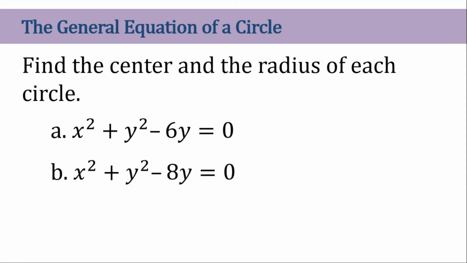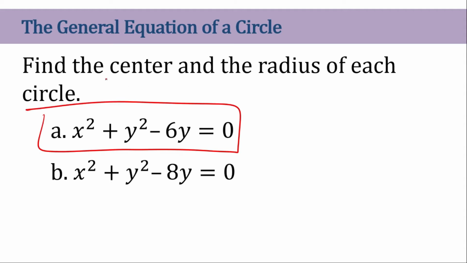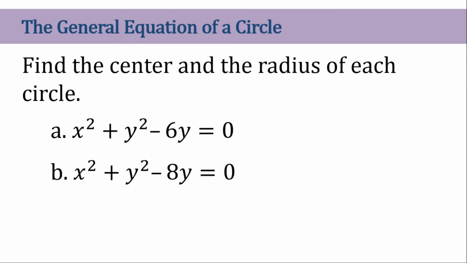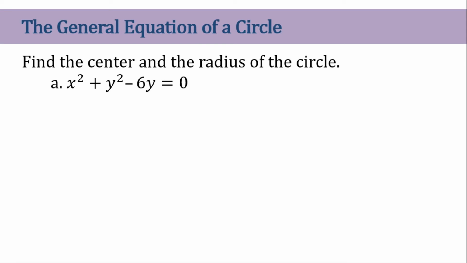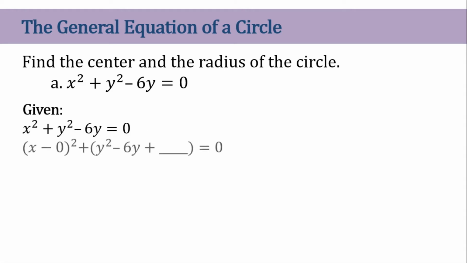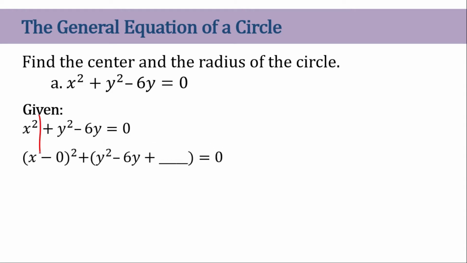Now, let's discuss the reverse of the problem. Given the general equation of the circle, let's find the center and the radius of it. So let's start with letter A. The very first thing that we need to do is to separate the x's and the y's. So on this one, I separated the x and the y's. So x squared is equivalent to x minus 0 squared plus y squared plus negative 6y, plus something that will make this a perfect square, and that is equal to 0.